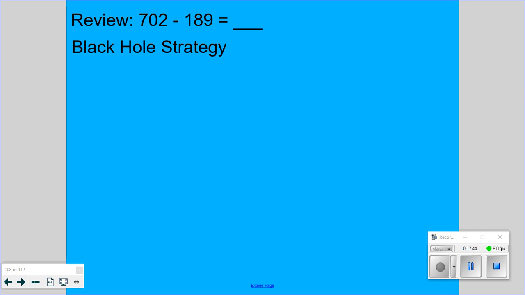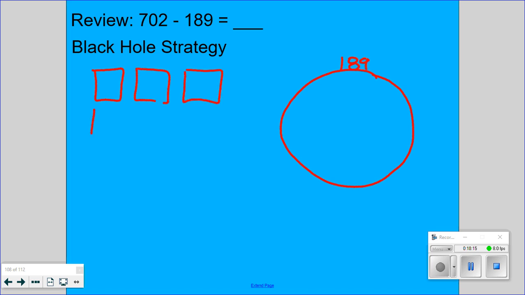I need a black hole. Bryson, what's going in that black hole? 189. Yep. And then what else do I need? Jalen? You need 702. Yep. I need them in place value pieces for drawings. So I'm going to crank out my 700 using my hundreds flats. Here's my 700 and 2.